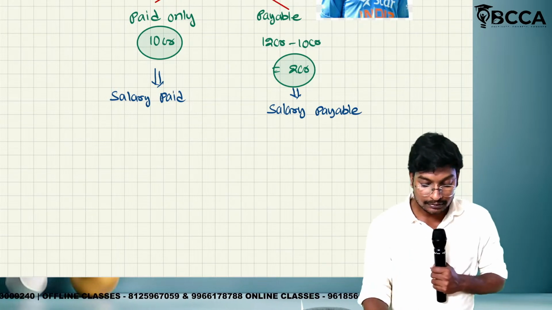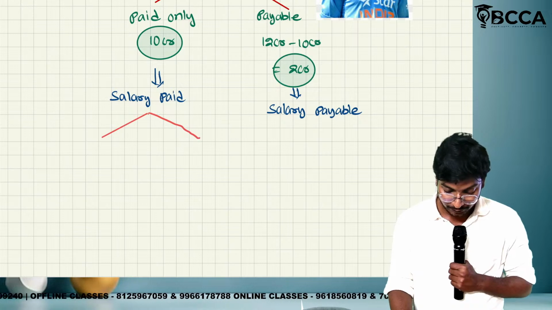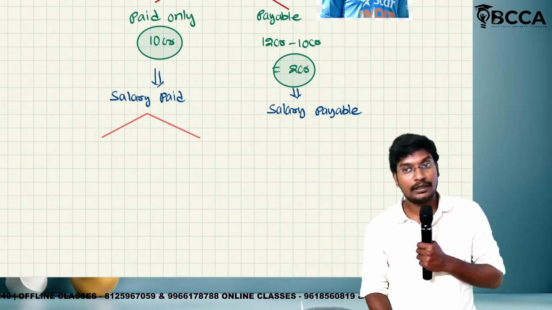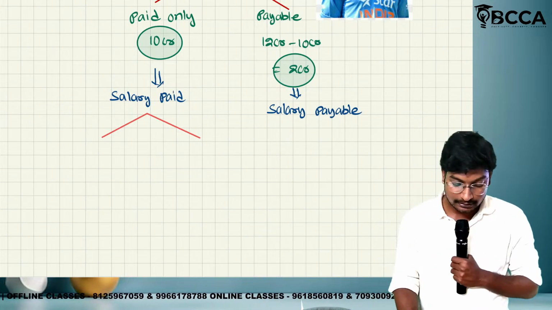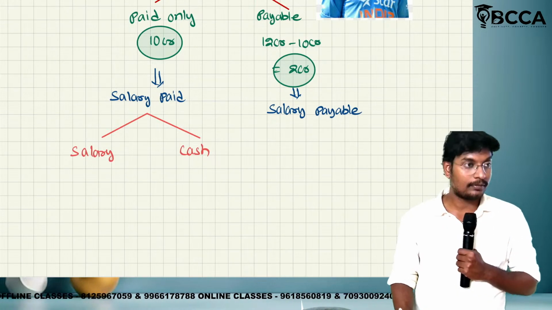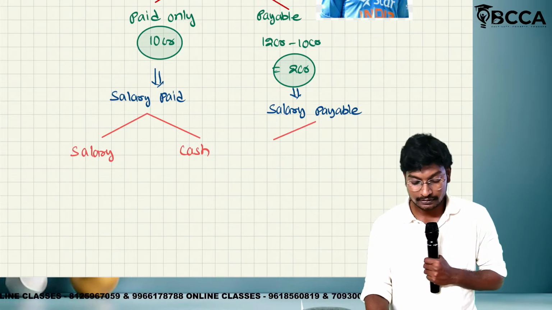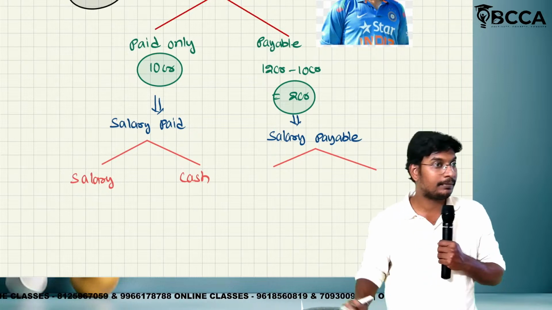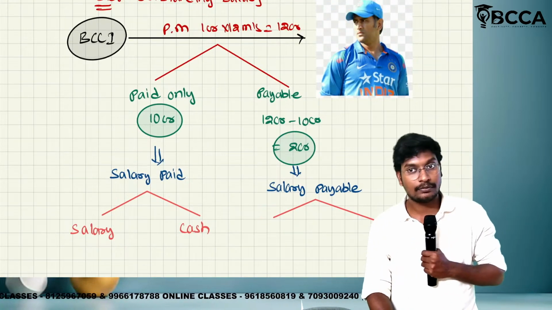Here what are the two outcomes that will come into the picture? Salary paid of rupees how much? 10 crore. For whom have we paid? We have paid salary to Dhoni. What are the two outcomes? Paid means salary and cash are the two outcomes. Yes or no? Then salary payable means what are the two outcomes? Normally salary and employee Dhoni will come into the picture. Yes or no? Payable or paid?